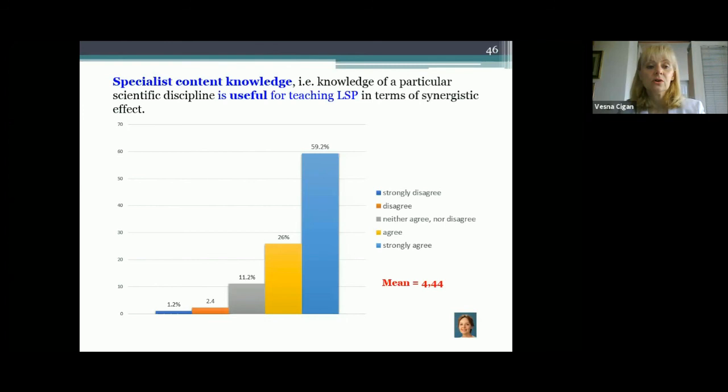Another focus of the study was to find out the level of the respondents' agreement on the usefulness of specialist content knowledge. According to the replies, specialist content knowledge was deemed useful for LSP teaching by more than 85% of the respondents. Only two respondents strongly disagreed with this statement. These findings are consistent with the research assumptions about the role and significance of content knowledge in teaching LSP.